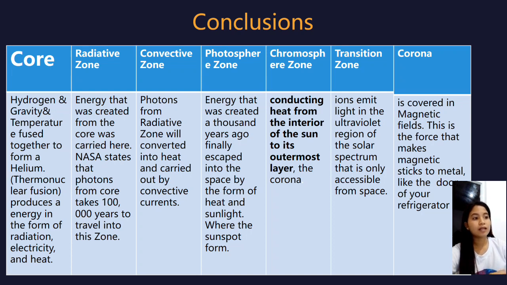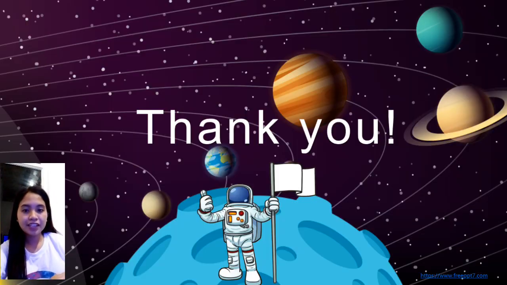Next is the chromosphere zone. It is where heat is conducted from the interior of the Sun to its outermost layer, the corona. Next is the transition zone, where ions emit light in the ultraviolet region of the solar spectrum that is only accessible from space. And lastly, the corona. The corona is covered in magnetic field, and this is the force that makes a magnet stick to metal, like the door of our refrigerator.